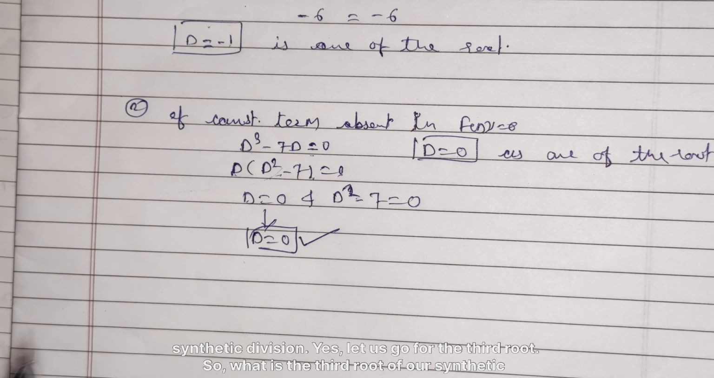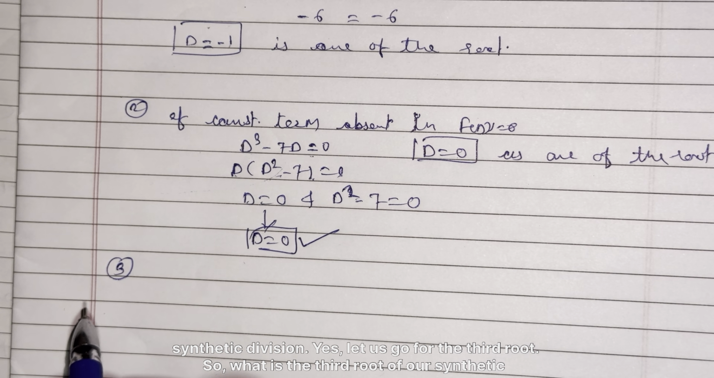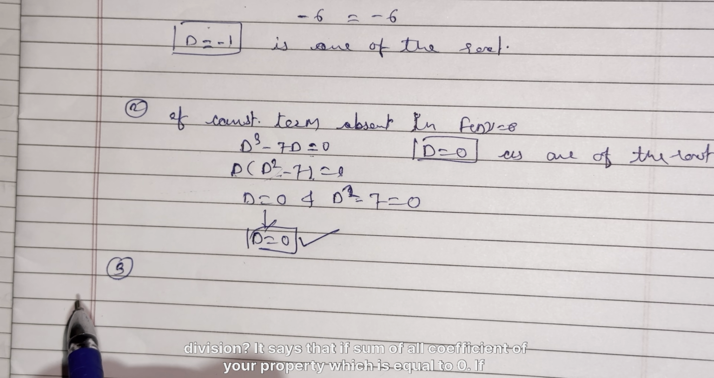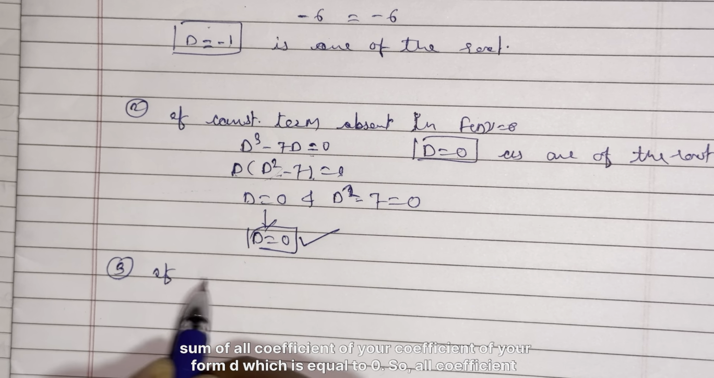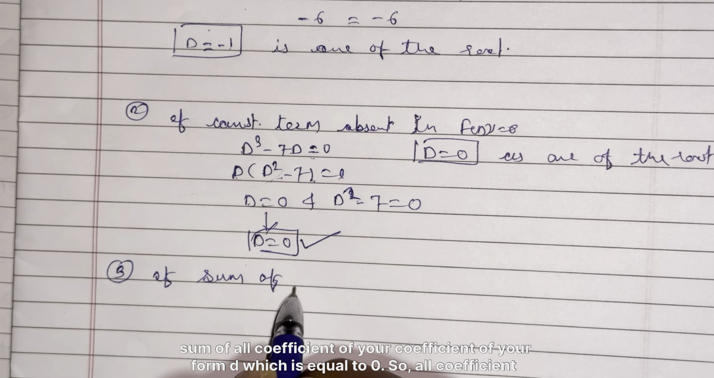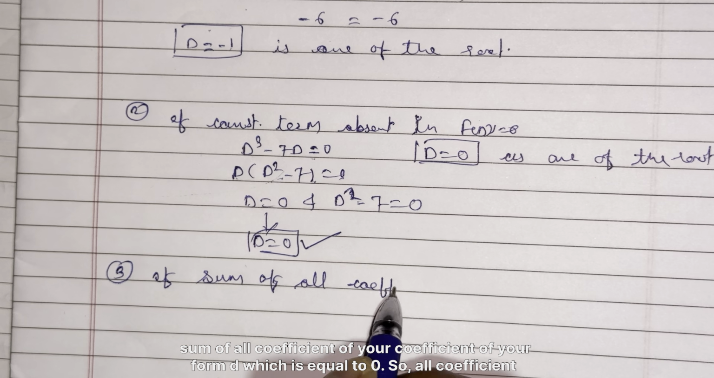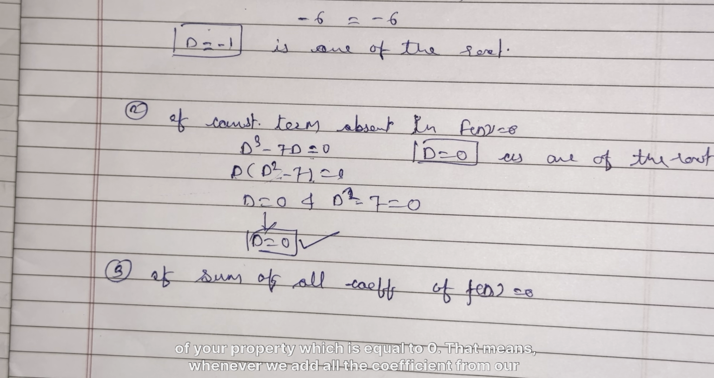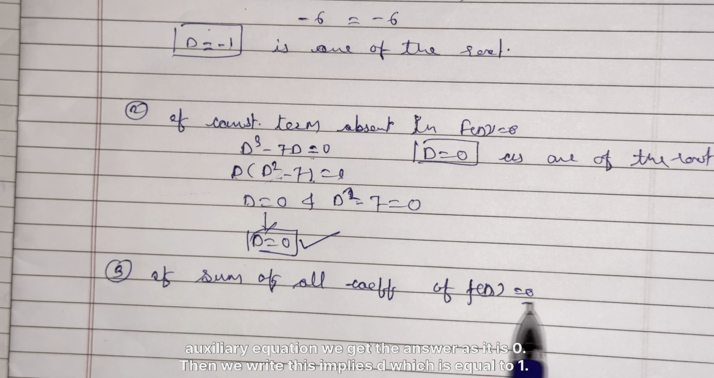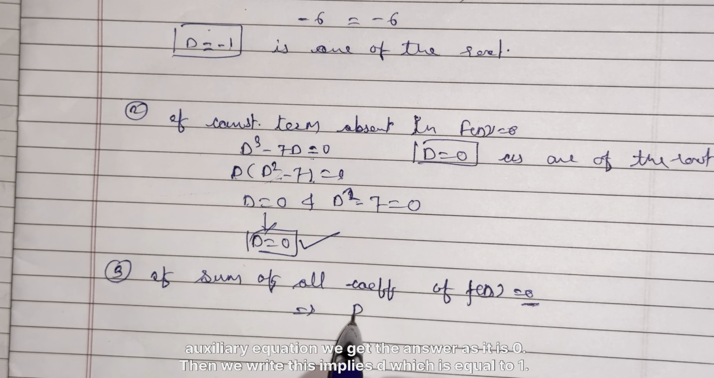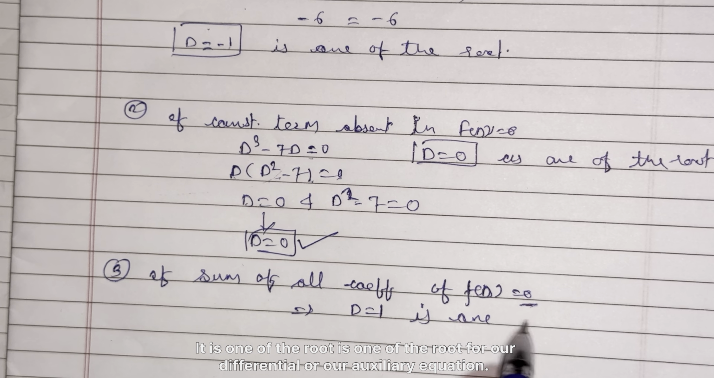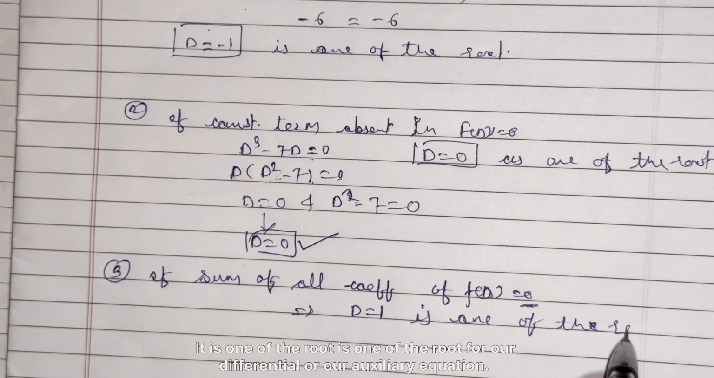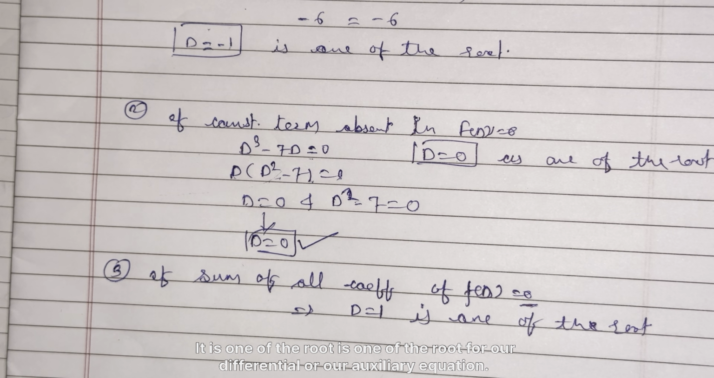Yes, let's go for the third rule. What is the third rule? It says that if the sum of all coefficients of f of d is equal to 0, that means whenever we add all the coefficients of our auxiliary equation we get the answer 0, then we write d equal to 1 as one of the roots for our auxiliary equation.